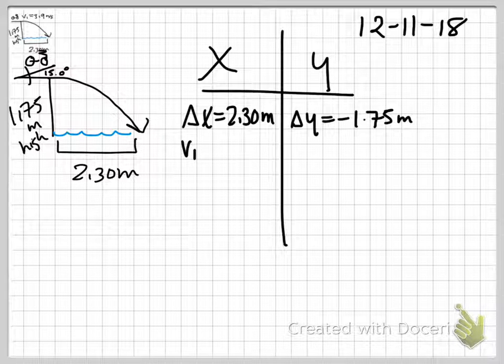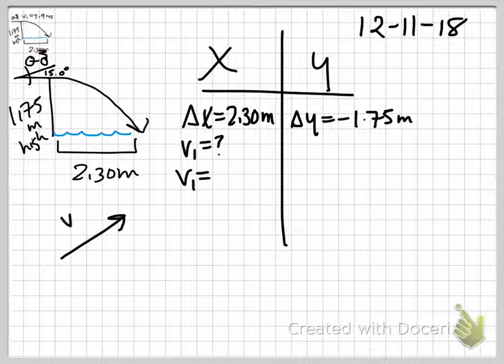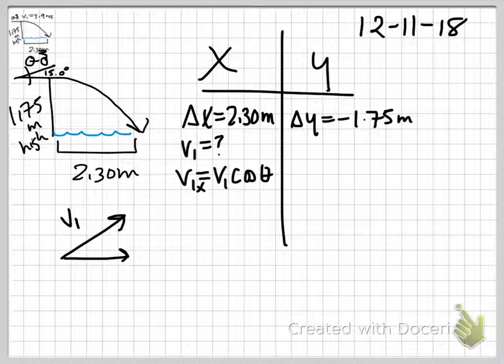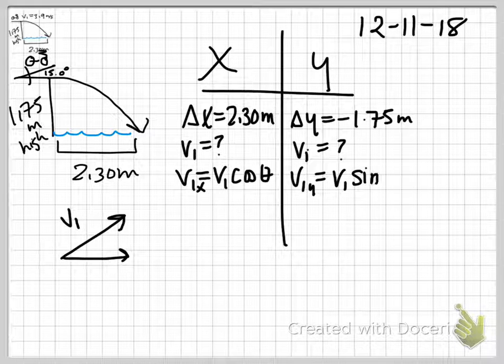So we don't know VI, but we do know that whatever it is, VIX will be equal to VI times the cosine of the angle on our ramp. And again, VI is what we'd like to know. That kind of bridges the axes. But we know whatever VI is, VIY is going to be that initial velocity times the sine of our angle. And the angle is given by the ramp. We got a 15 degree ramp. Little teeny ramp, nothing big.